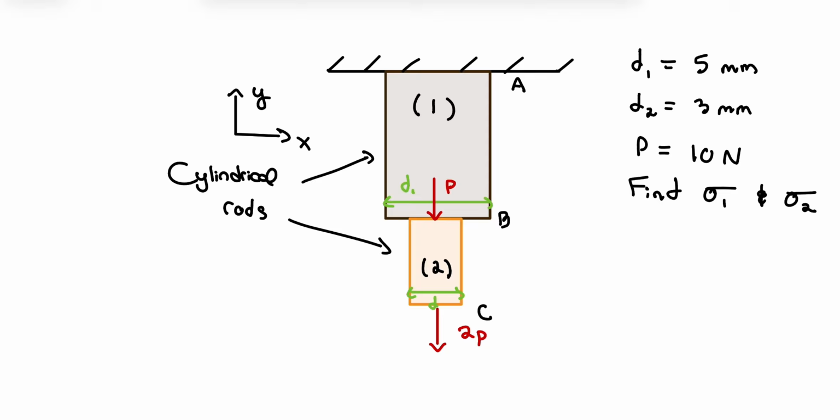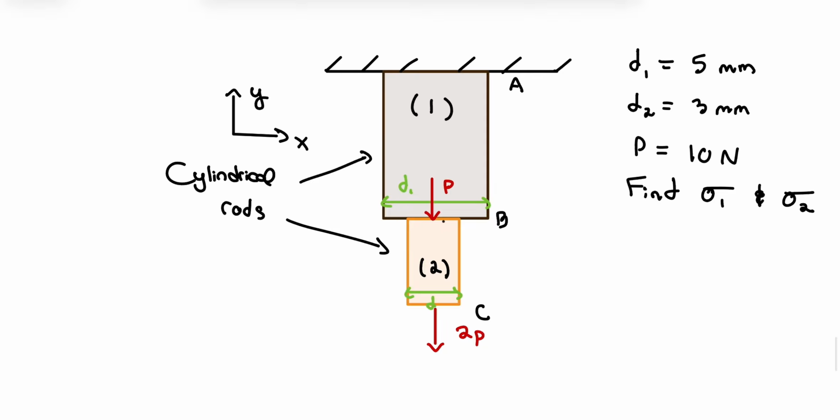Hello, in today's video we'll be taking a look at this setup to try and find the normal stresses in rods 1 and 2. Now these rods are both cylindrical and they are fixed together at point B as shown. So starting with what we know, the diameters of both of them. We know diameter 1 is 5 millimeters and diameter 2 is 3 millimeters.